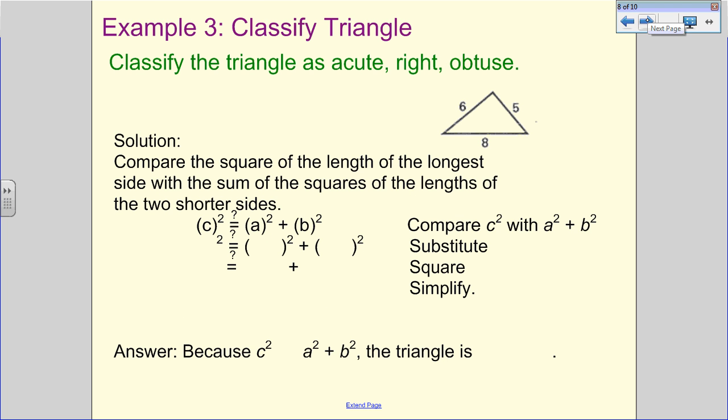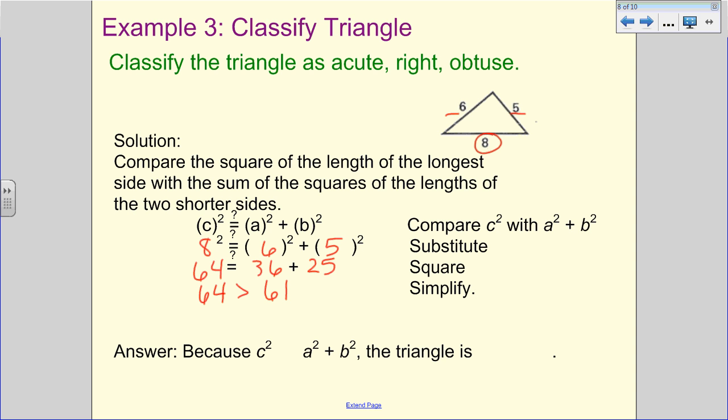All right, so classify the triangle as acute, right, or obtuse. Once again, we're going to compare the square of the longest side with the sum of the squares of the two other sides. My longest side is 8, so that's going to be my c squared. And then I have my shorter two sides, 6 and 5. This is 64. This is 36 plus 25. 36 plus 25, if I look at that, is 61.